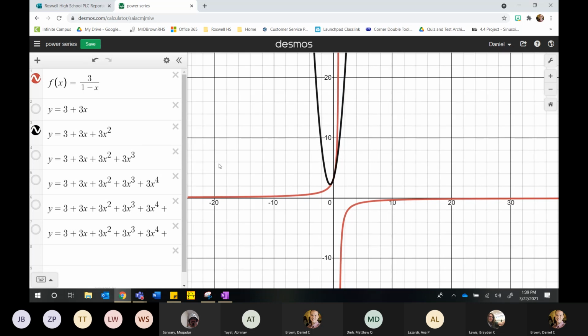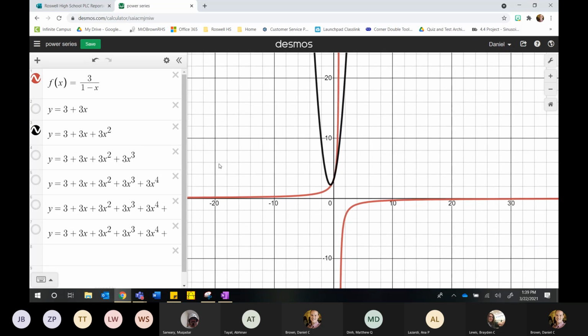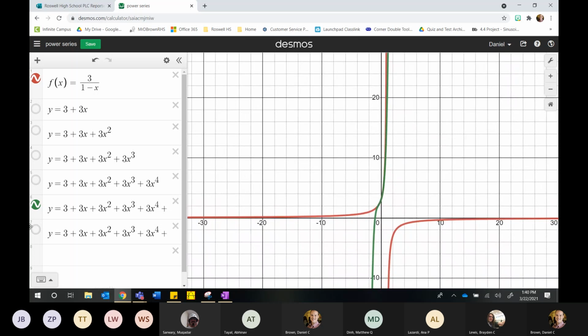So let's go ahead and do the first three terms. What are some things you notice about the first three terms? It's the quadratic, but what do you notice if you're comparing that quadratic with the graph of 3 over 1 minus x? Let's see what happens as we add more terms. So here's the first 4 terms. Here's the first 5 terms. Here's the first 6 terms. What are we noticing? It's getting closer and closer.